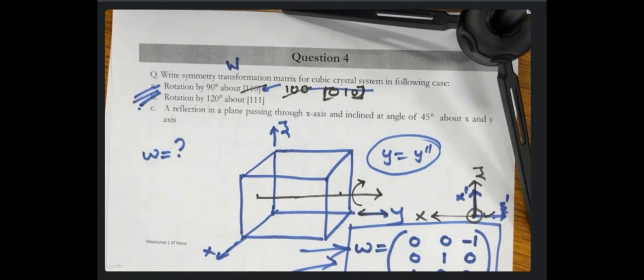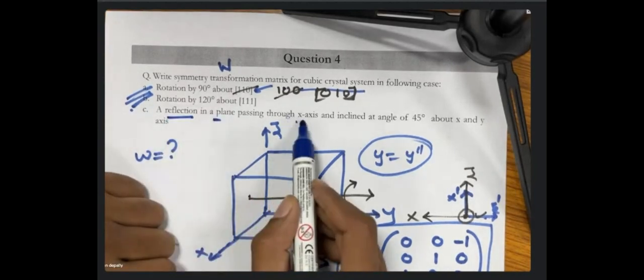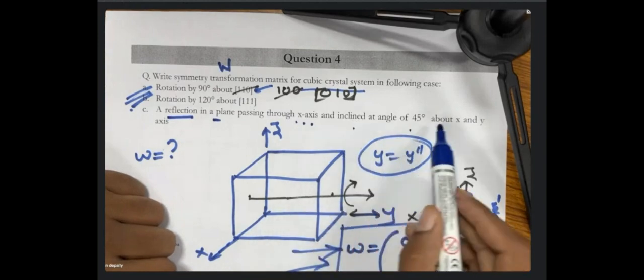Again we have to write the symmetry transformation matrix only. The reflection in a plane passing through the x-axis and inclined at an angle of 45 about the x and y-axis. Okay, we have to do that. The reflection plane passing through the x-axis and inclined at an angle of 45 degree to the x and y-axis.